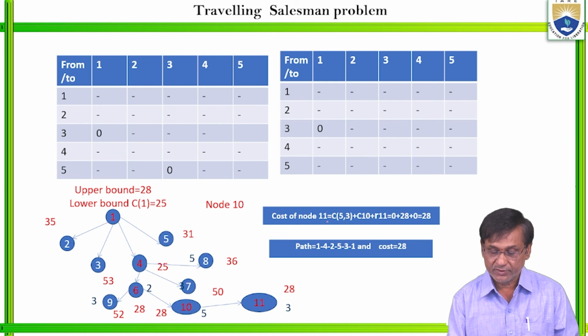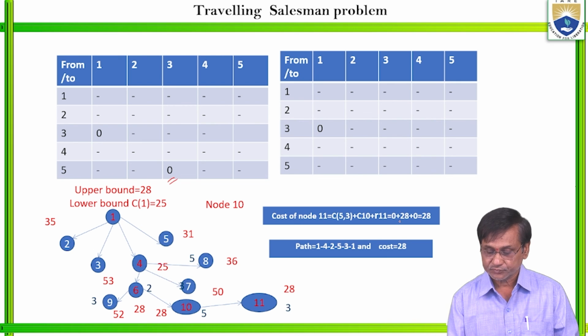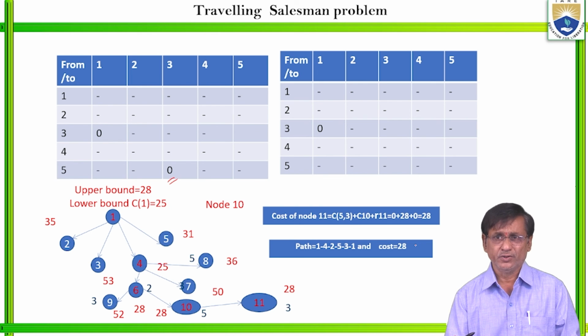And then the cost of node 11 is 5 to 3. 5 to 3 is 0 only. This is 0. This is 5 to 3. Then C of 10, the cost of this, is 28 plus 0. So 28. So now we have to find out the path.